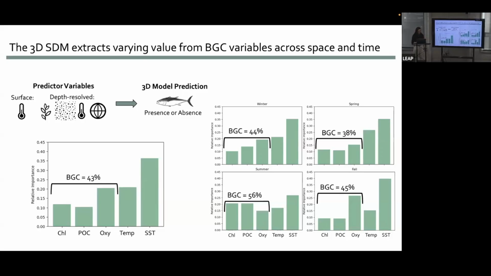I don't have time to dig into all of the analyses concerning some of these plots, but I did want to show just a brief slide or two from a case study that we did in the California current region in the fall, where we see this increase in the importance of oxygen.